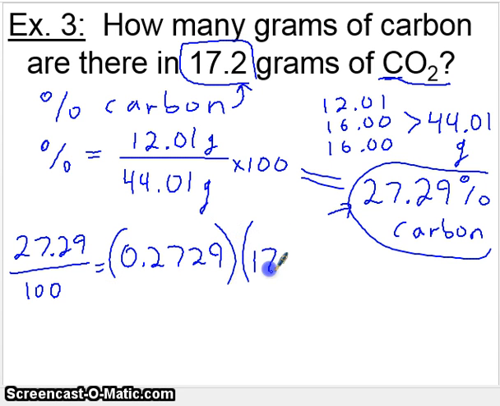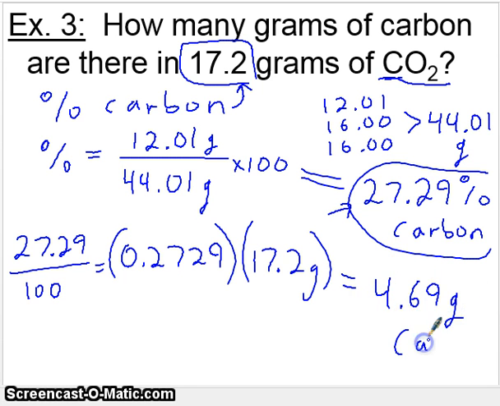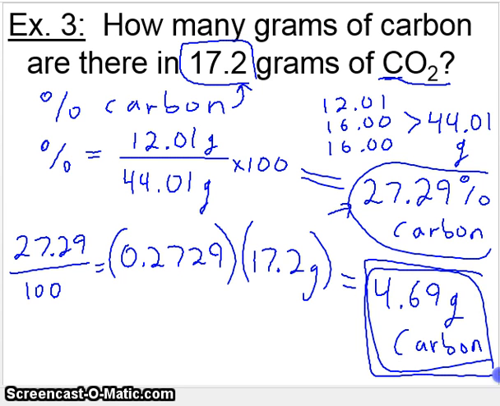And the total is 17.2 grams. And if you do this, you'll get yourself the number that we're looking for, which is 4.69 grams of carbon. This is our final answer. So 17.2 grams of carbon dioxide contains only 4.69 grams of carbon. Most of it is oxygen, which makes sense because we have more oxygen in this case.